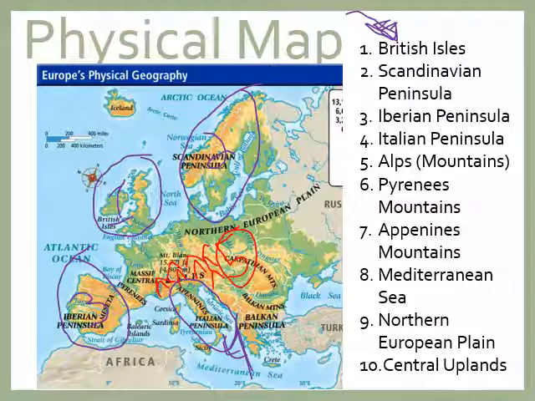And then the next one is the Pyrenees. The Pyrenees is what separates the Iberian Peninsula in Spain from the rest of Europe. So that's number 6 right down here. Again, in the southwest corner, you can see that little line of mountains that I drew in. Next is the Apennines Mountain. The Apennines Mountain just run like a spine right down the middle of Italy.